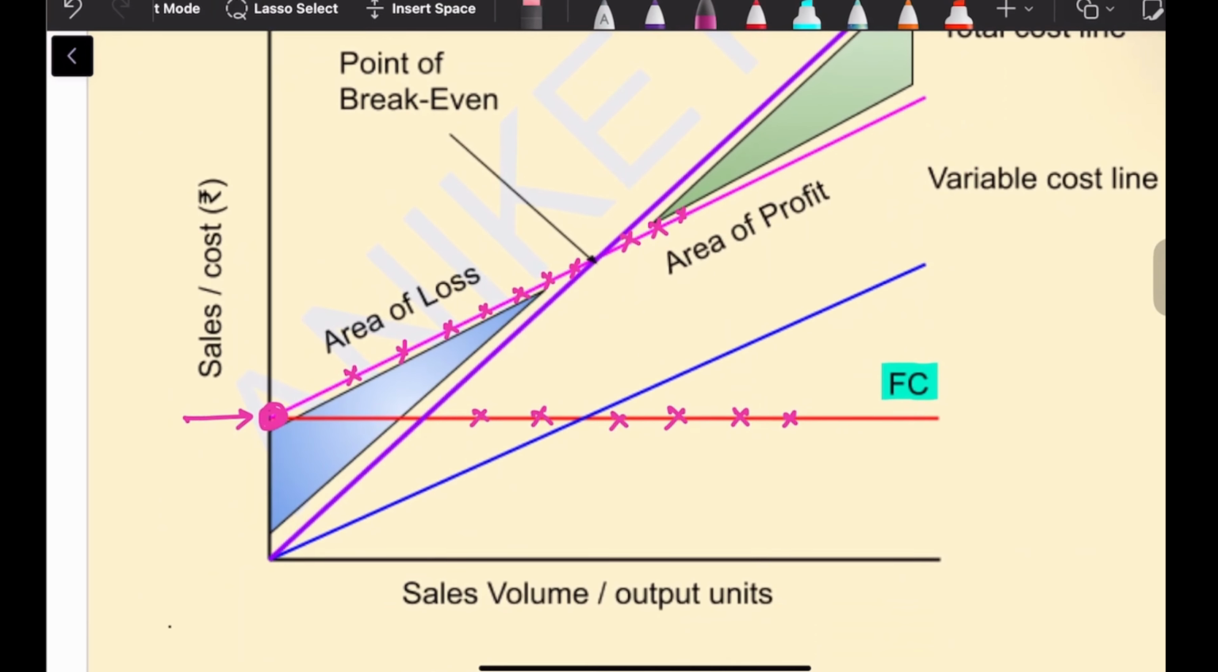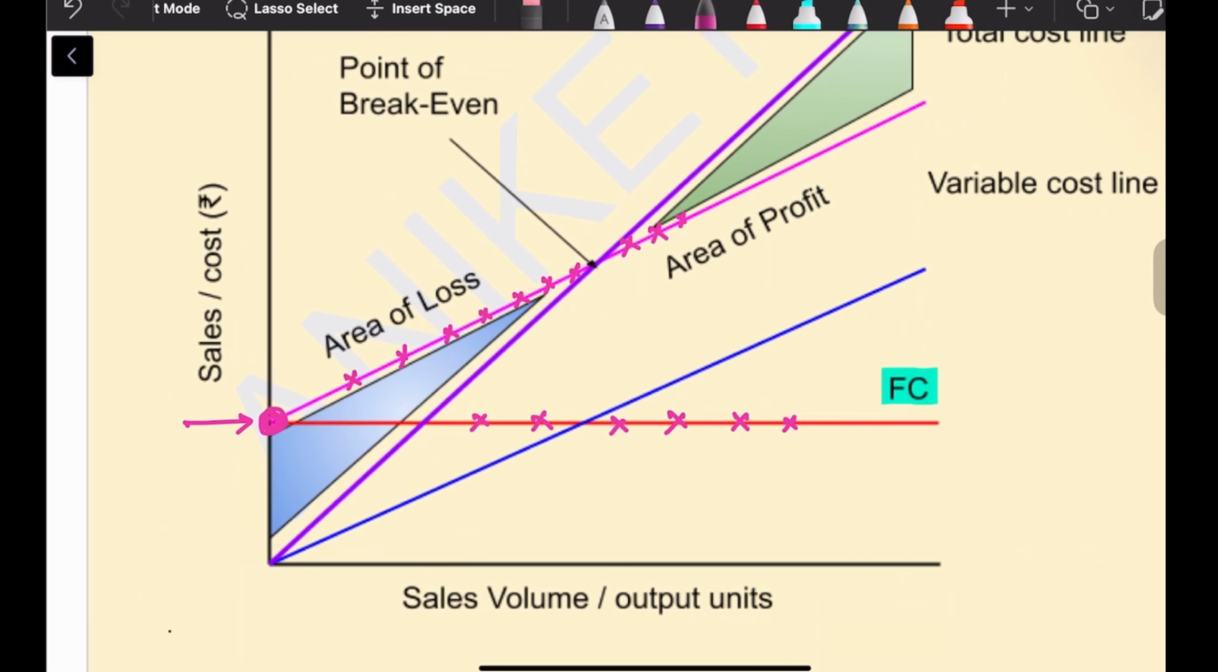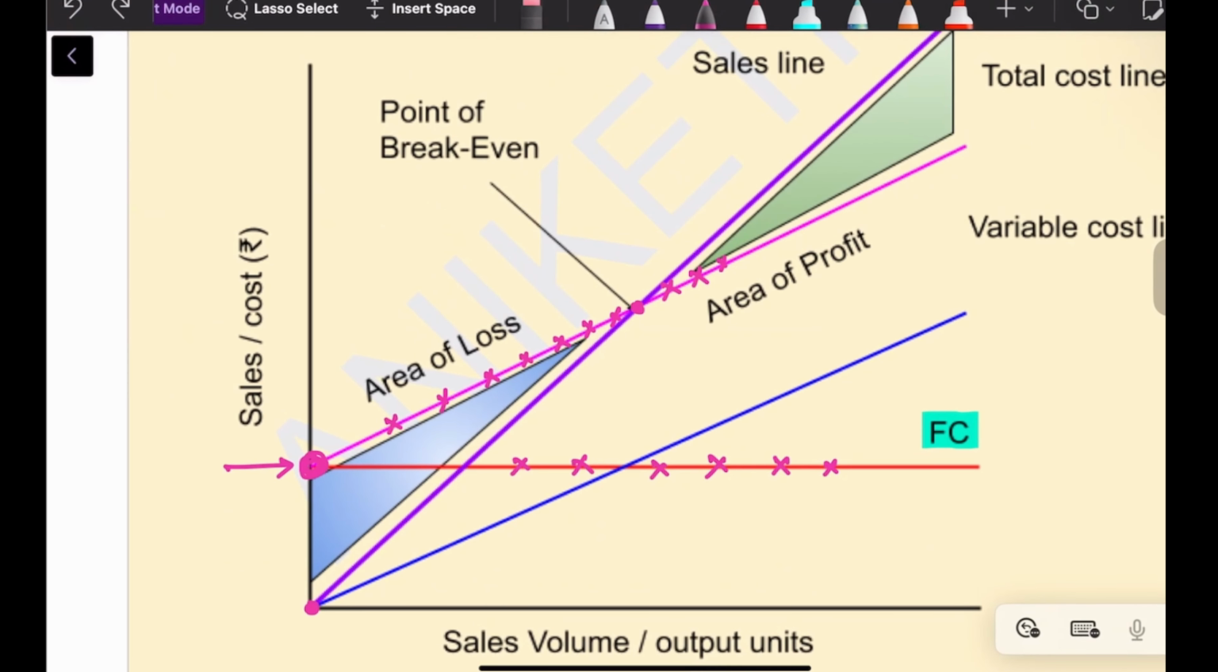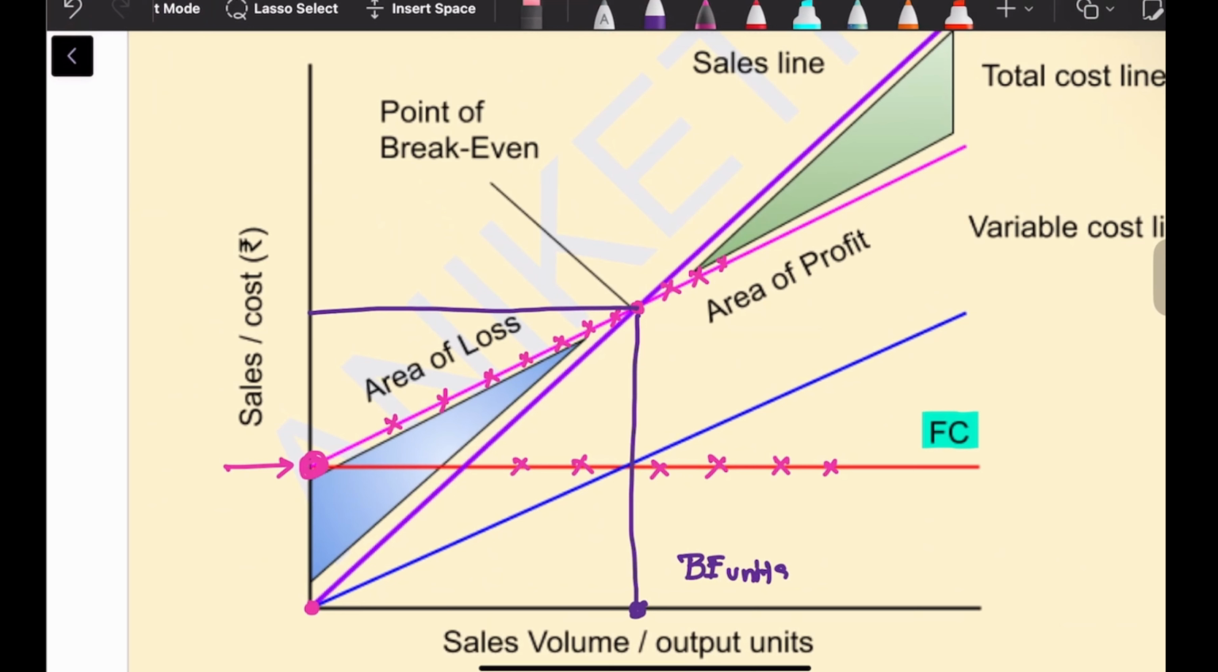Next, I have the sales line. The sales line starts at the 0 point, and it increases as I do more production, more sales. The total cost and total sales will intersect at one point. So this is my break-even point. When I draw vertical and horizontal lines from this point, this is my intersection for break-even units. And if I draw a horizontal line, this is my break-even in terms of sales.